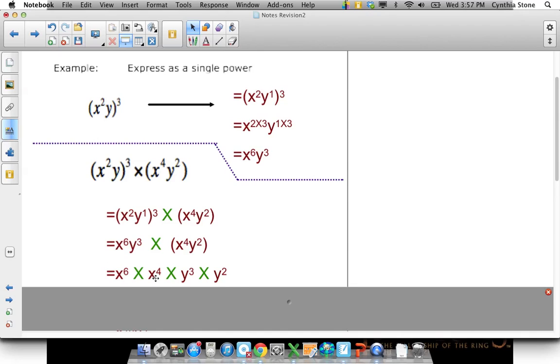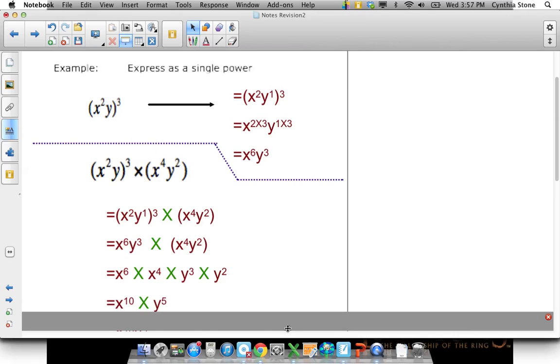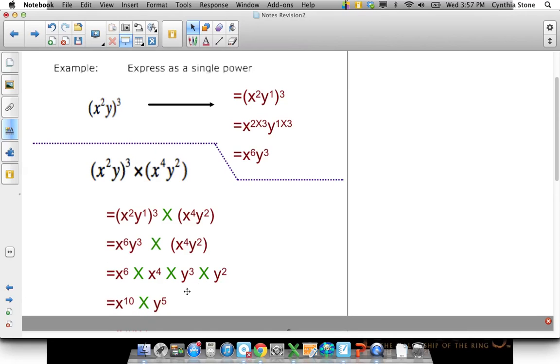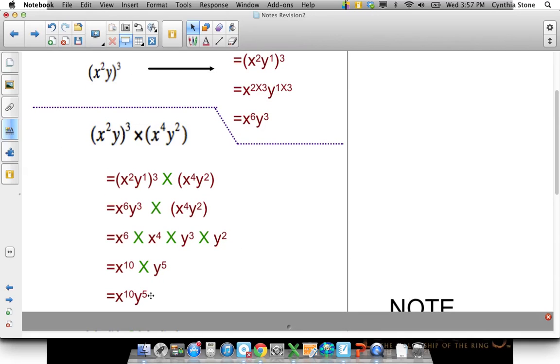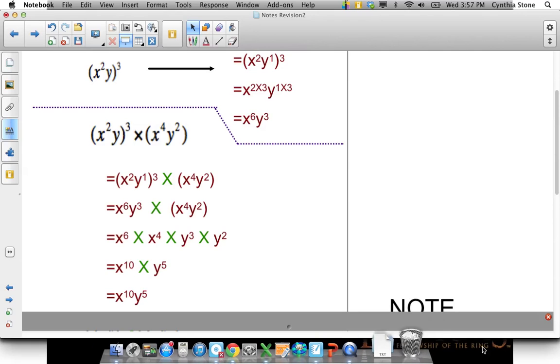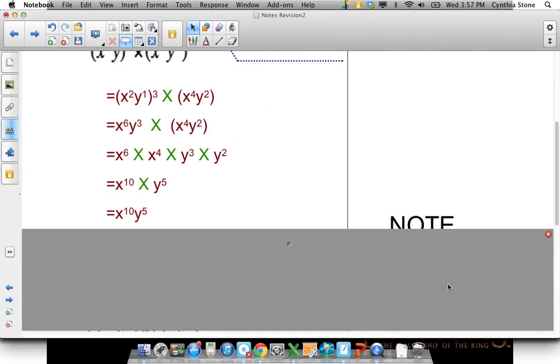And now I've got product rule, right? So this was power rule. Now I've got product rule. I can add those two, 6 and 4 to get 10. And same thing, 3 and 2 to get 5. Okay? And that's really as far as I can go. I can get rid of that x there and just write it like that. And that's my most simplified expression. I can't be more simplified than that. Okay?